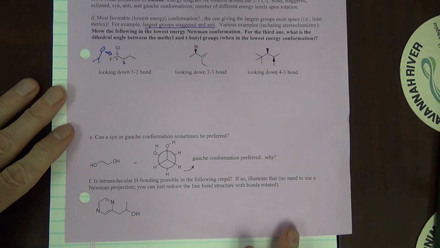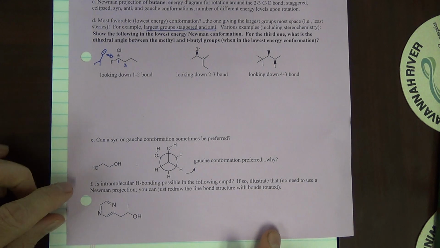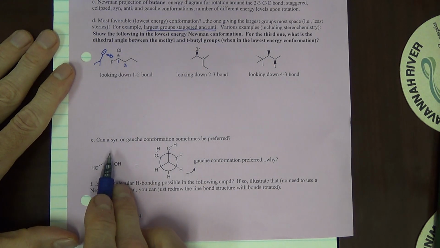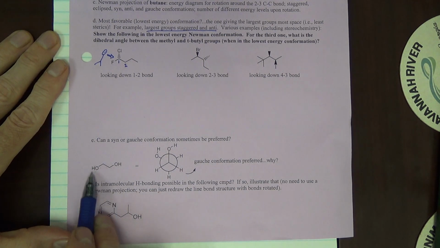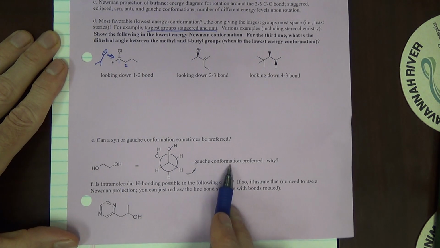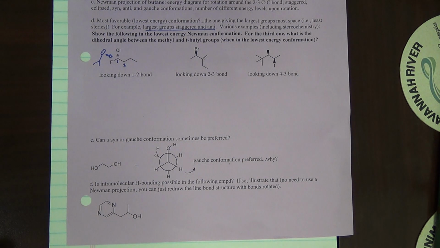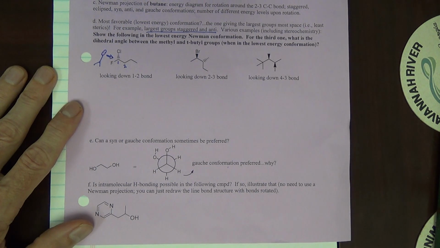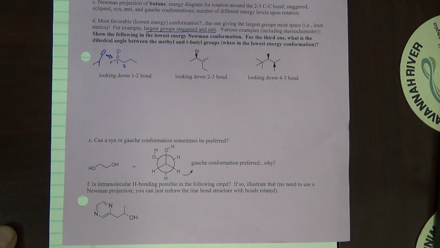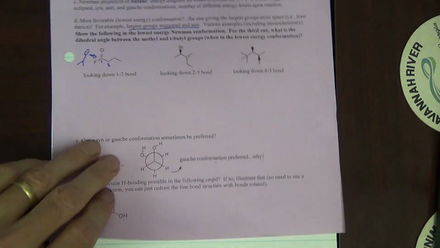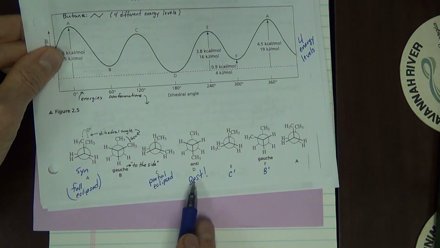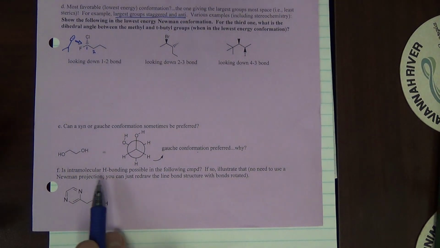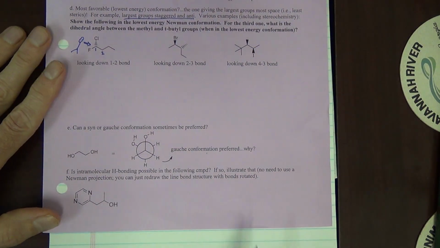Couple of miscellaneous things to finish up here. Question: can a syn or gauche conformation sometimes be preferred? And actually, yes, for this compound, gauche is more preferred, not anti. Can we come up with any reason? Again, usually anti is the best. Why is gauche the best for this compound? Think about it.